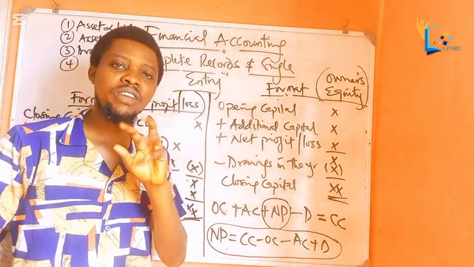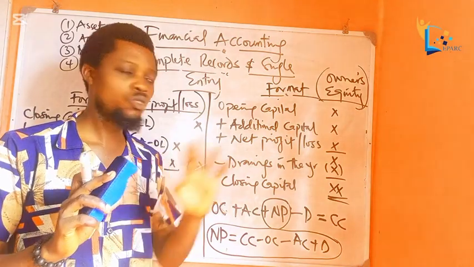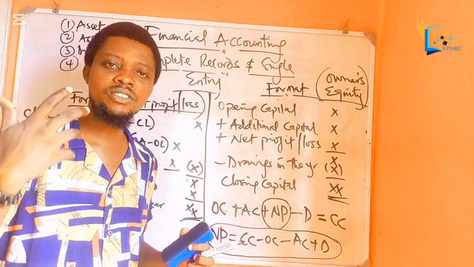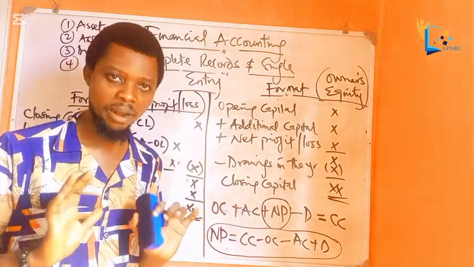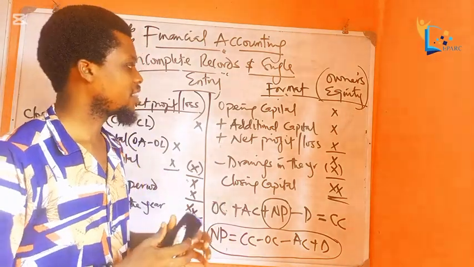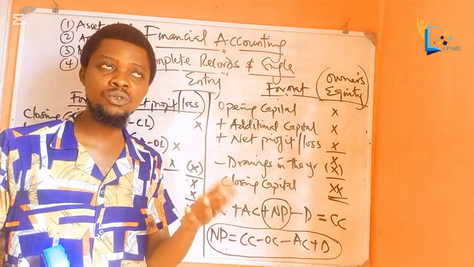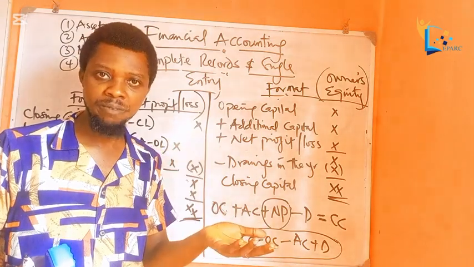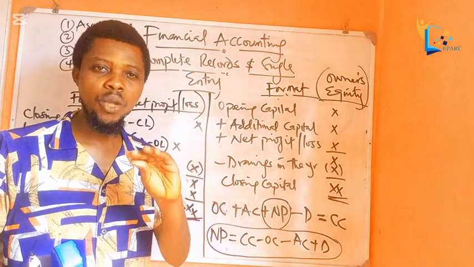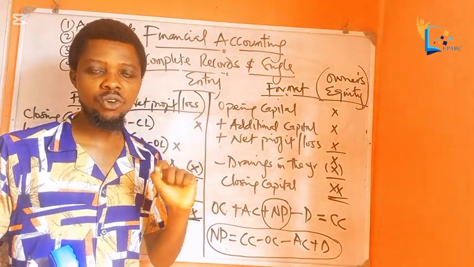Now, after you have drafted or ascertained your net profit using this information above, your next step will be to draft out your statement of financial position, which is also known as the balance sheet. There you'll be given some information concerning assets, concerning if there are payables or receivables. You'll also be given some information if there are bank balance or cash at hand and all that. So we are going to solve a question to help us understand how incomplete records work.